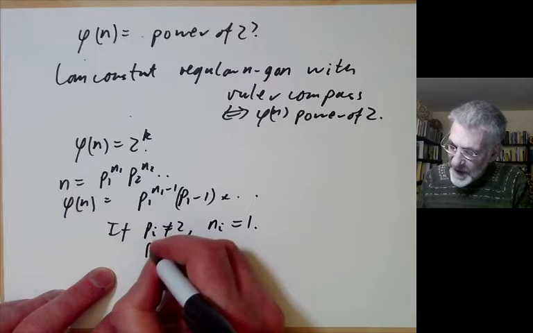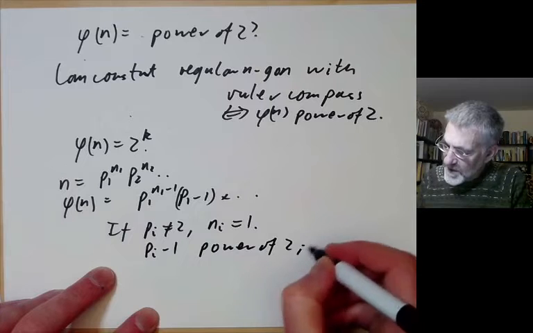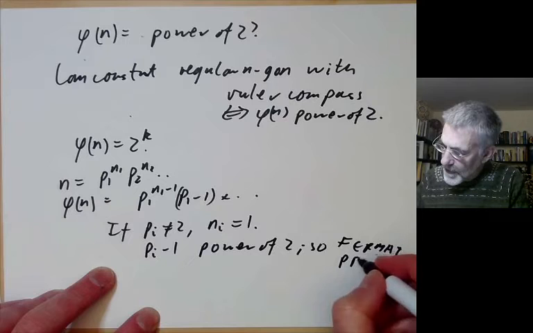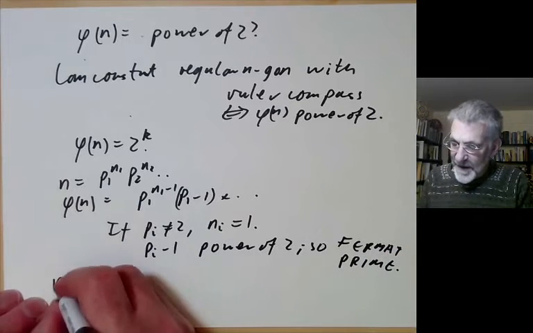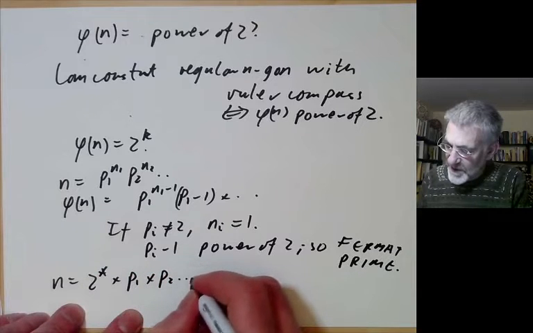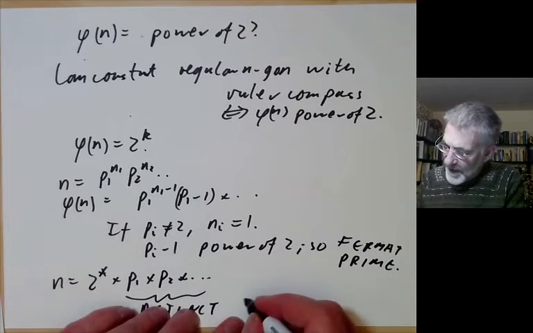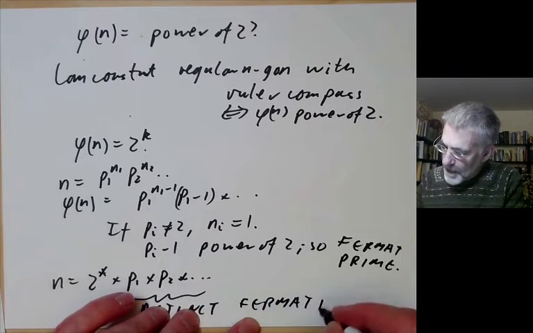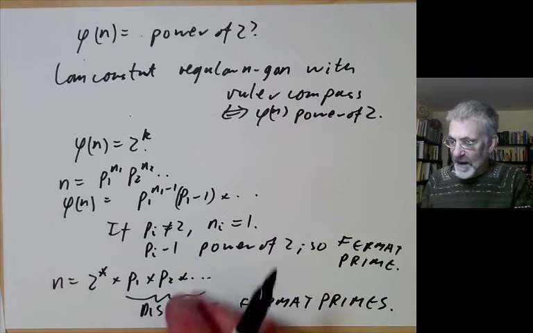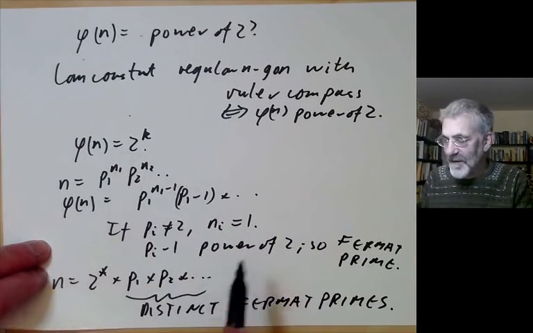We also notice that pi minus 1 is a power of 2. So it must be a Fermat prime. So we see that n is a power of 2 times p1 times p2 and so on, where these are distinct Fermat primes. You remember, a Fermat prime is one such that p minus 1 is a power of 2. And conversely, if n is of this form, you can immediately see that phi of n is a power of 2.